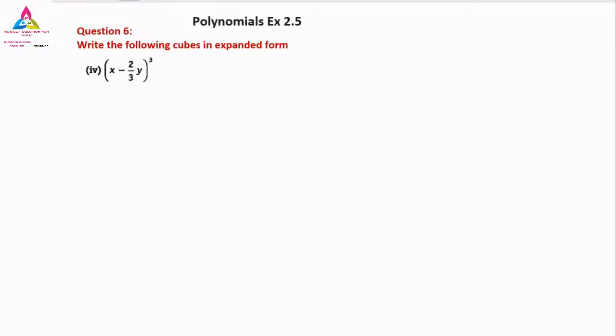Coming to the polynomials, exercise 2.5, question number 6: write the following cubes in expanded form. In that, the fourth question says that (x - 2/3 y) whole cube we have to expand. And here you remember this is in the form of (x - y) whole cube. So you may get confused, so I will take x' and y'.